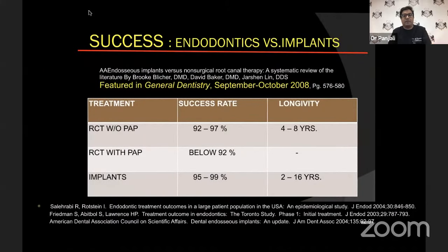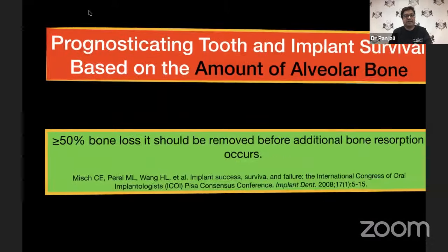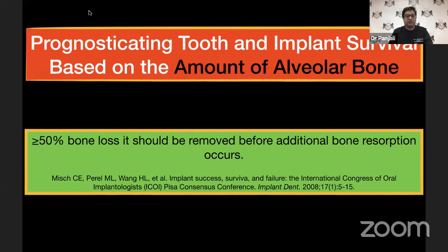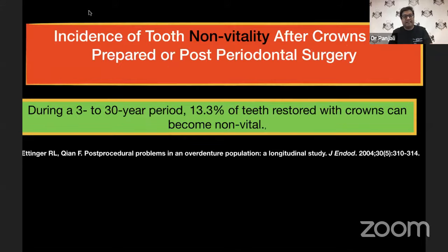When you compare endodontic treatment with implants, you look at the longevity and the general success rate that you get with implants versus endodontic treatment. Prognostication of a tooth is very, very clear. Once you see that more than 50% bone loss has occurred, please don't try to do periodontal treatment. Think about implantology as an option in these cases.